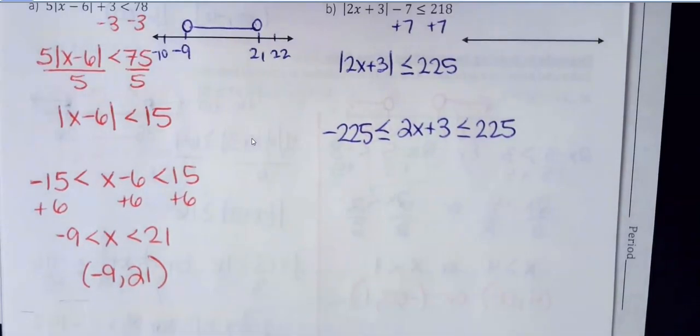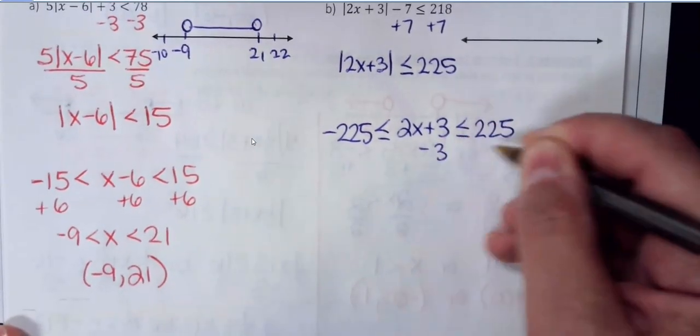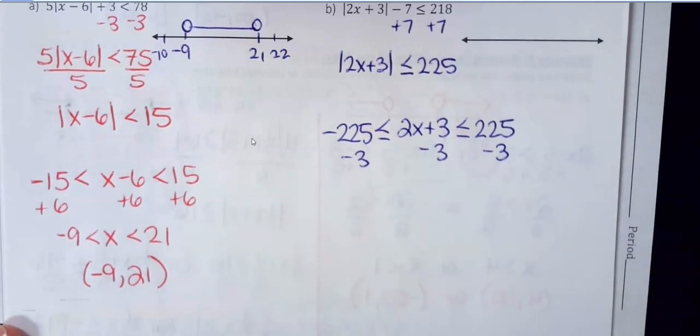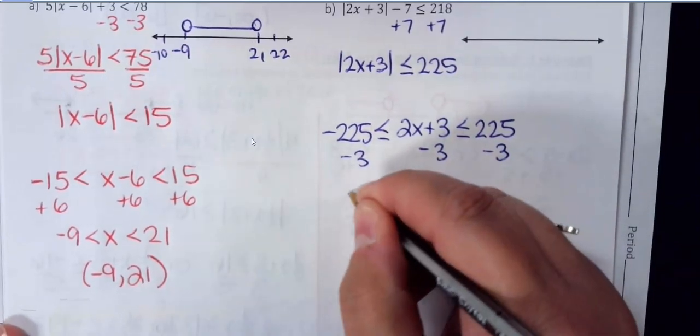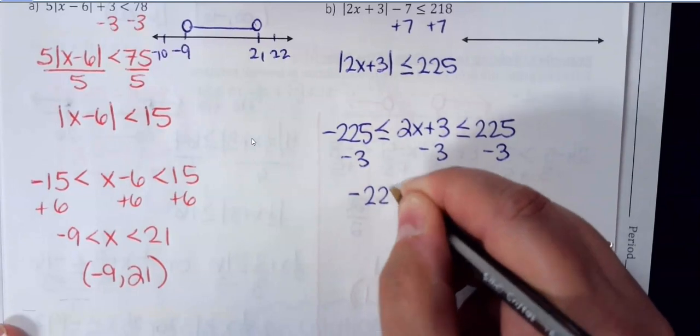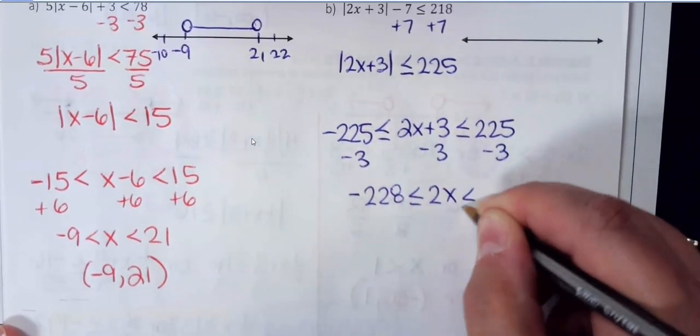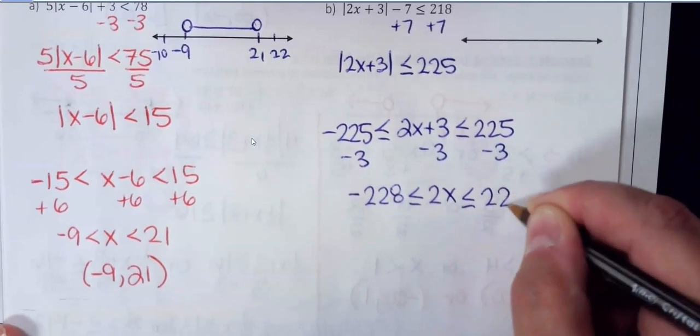Now, 2 steps here. What should I do first? Subtract. Don't divide by 2, okay? Because then you have to divide everything by 2, and that's annoying because you would include the 3 in that. So just get rid of any addition or subtraction first. All right, so I got negative 228 is less than or equal to 2x, which is less than or equal to 222.